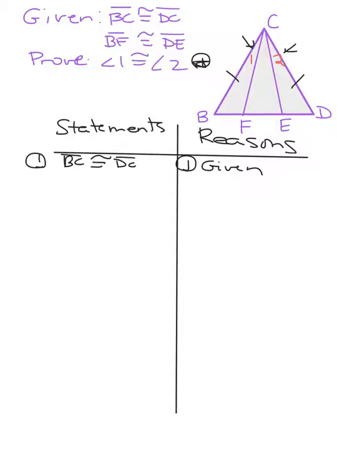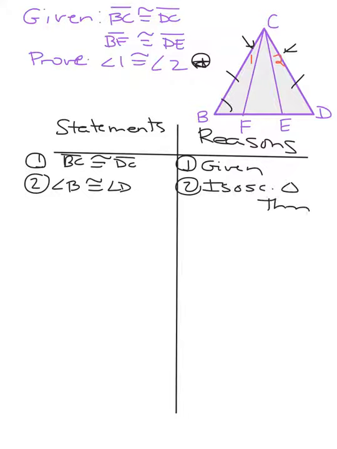So I have segment BC and DC are congruent. That makes an isosceles triangle. So now because of that, I can say angle B is congruent to angle D, and that is because of the isosceles triangle theorem. So again, I'll mark that. B and D are congruent. I can't do much more with that given statement, so now I'll go to the next statement.